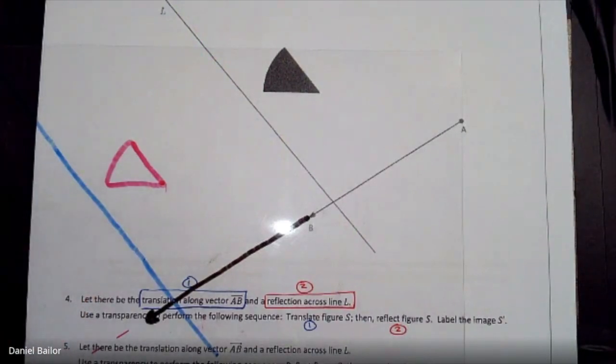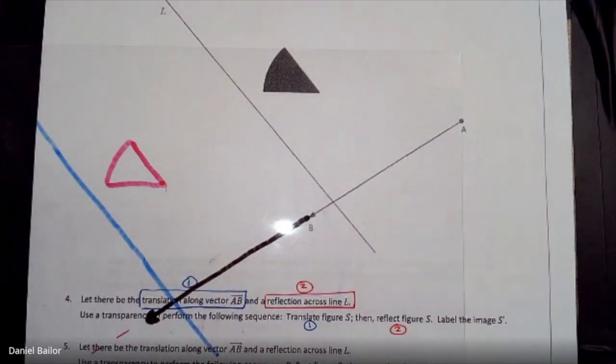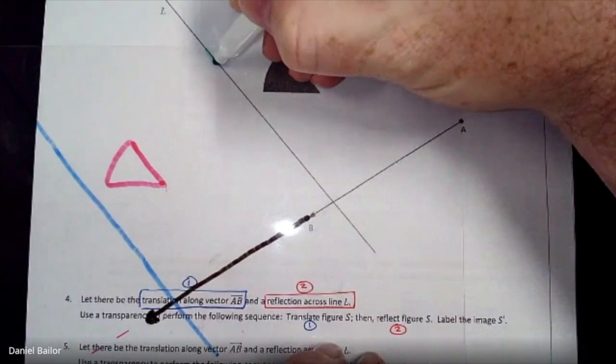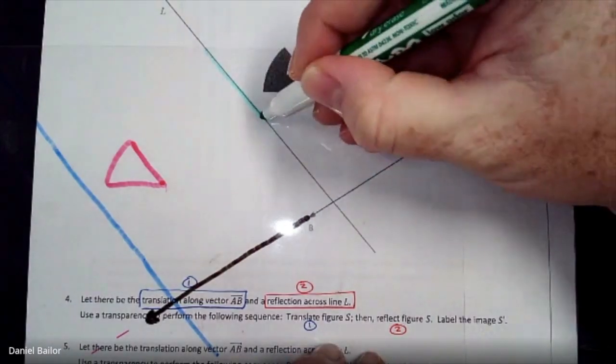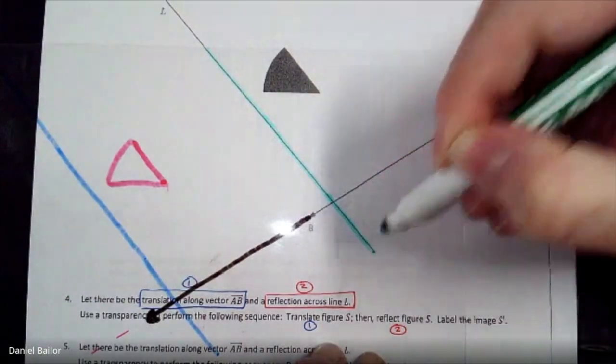But I'm not done yet because step 2 says to reflect. Step 2 says to reflect over the line. So now I need to trace the line again to reflect over it. So I'm going to flip over, because I translated, the line is in a different spot.